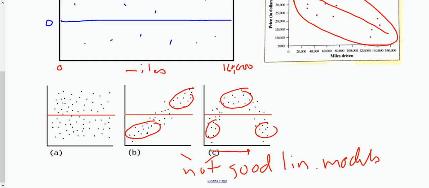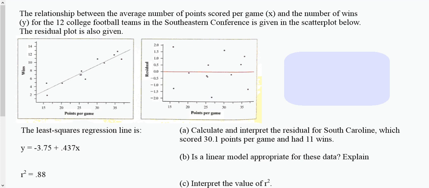What we're looking for is something like this, where we see another scatter plot. The errors are a little above, a little below, no pattern present. So this is really what we want to see. So let's take a look at this example.